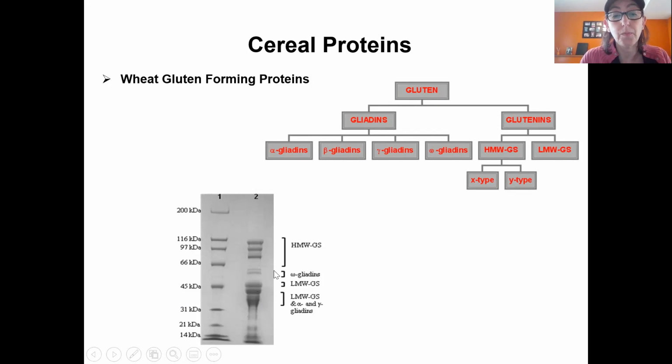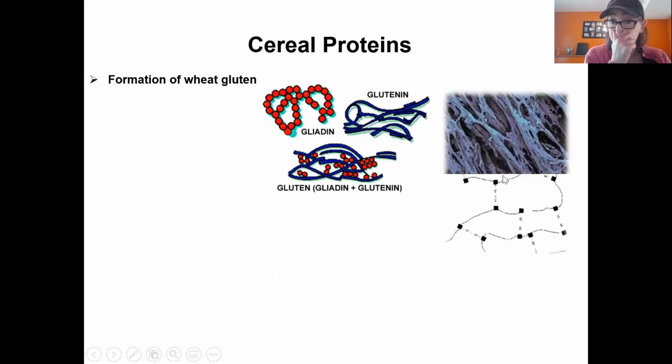And you have omega gliadins, and then the alpha, beta, and gamma gliadins down here. So the gluten matrix is made up of gliadins and glutenins. They interact with each other upon kneading your flour with water. When you're kneading the flour with water, the proteins denature, and then you start having interactions between glutenin and gliadin, not just within glutenin alone.